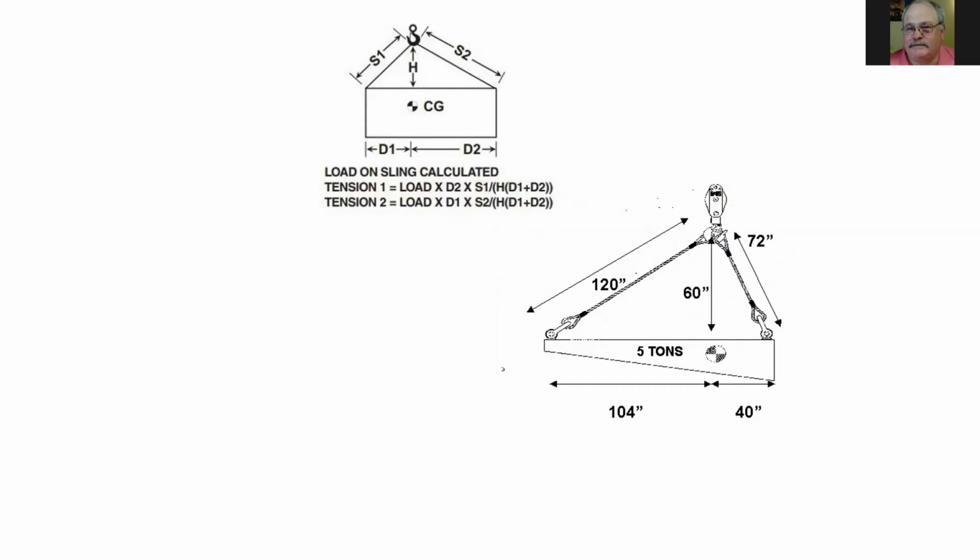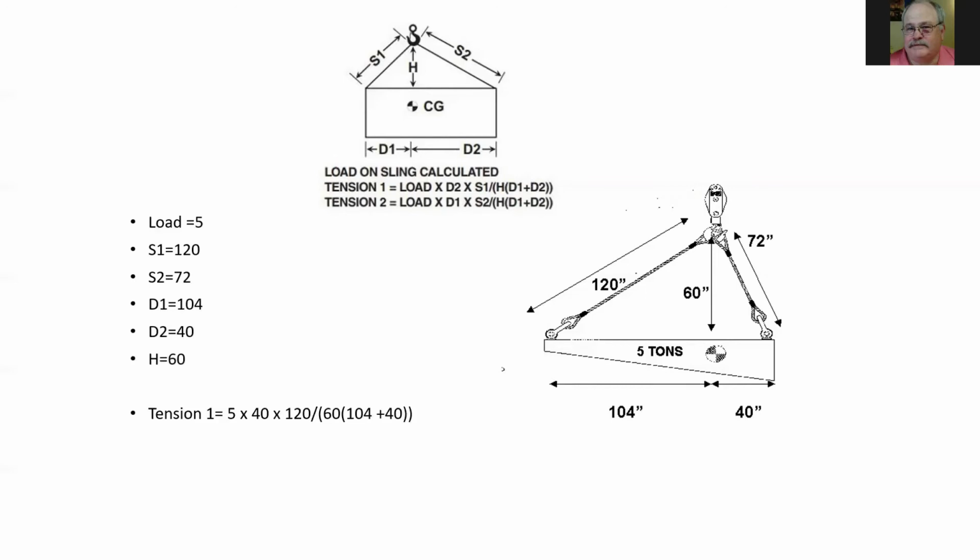We're going to fill this information in. So we need to know what the load is. Our load is 5 ton. We have an S1 of 120 inches long, and 72 inches on S2. D1 is 104, D2 is 40. And our height, I forgot about our height, is 60. All we have to do is plug this into our formula.